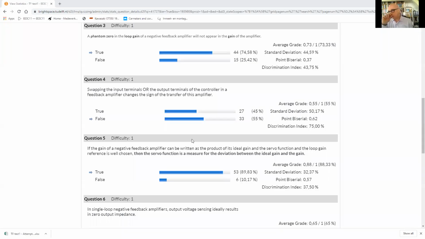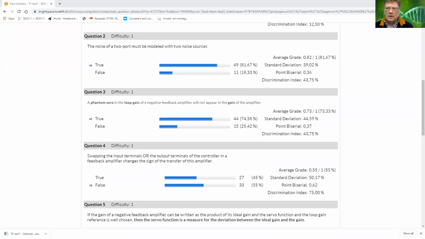There's another question on the chat. About number 3, Chris. Number 3? Yeah, can you do question 3 too? If it does not appear in the gain, why would you add the phantom zero? Well, that was everything that had to do with the phantom zero.